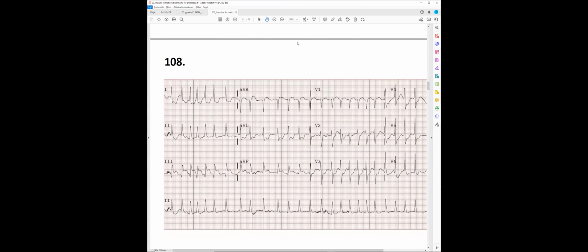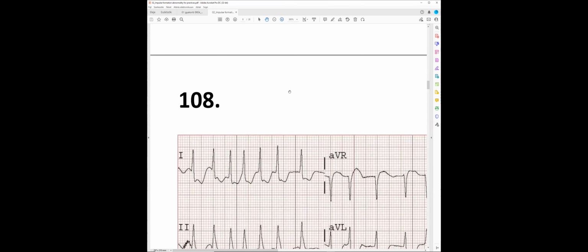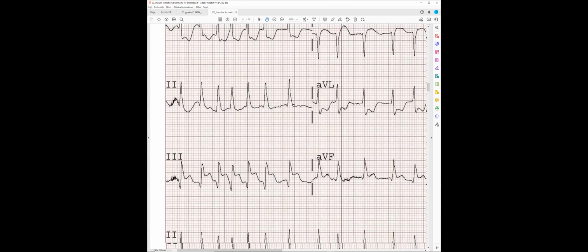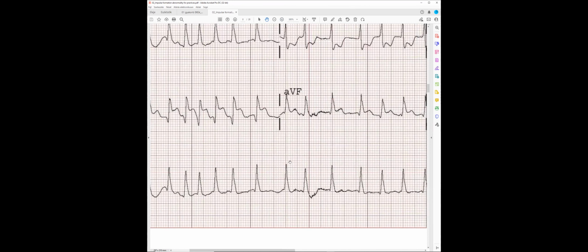Okay, but let's look at, because you said that you could see some P waves. Yes, it looks like there are some P waves, here, for example. What is the rate of this atrial rate? Less than 1 big square, meaning that it is more than 300. And what did we say about an atrial rate of more than 300?